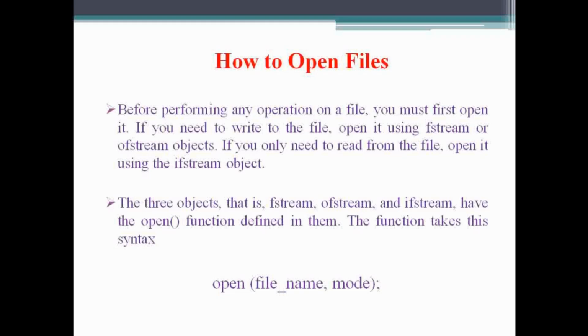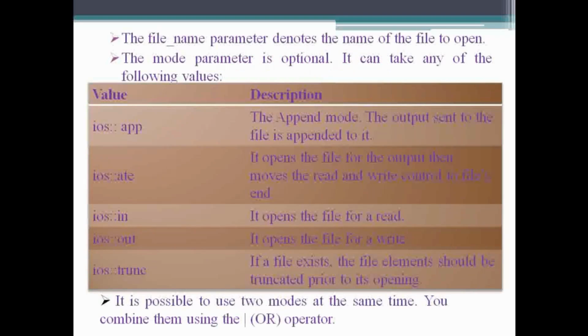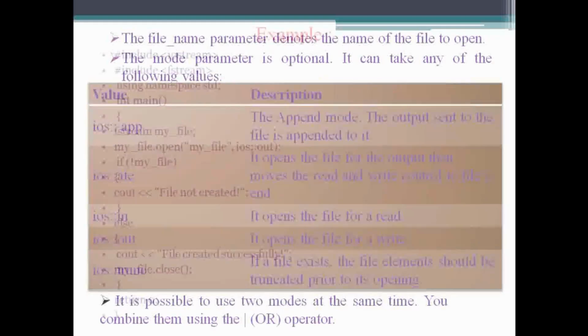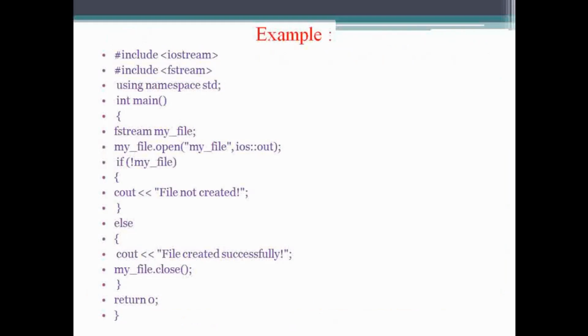The function takes this syntax: open(file name, mode); The file name parameter denotes the name of the file to open. The mode parameter is optional. It can take any of the following values, which is shown in the table below. It is possible to use two modes at the same time. We combine them using the OR operator. Here is the example over it.